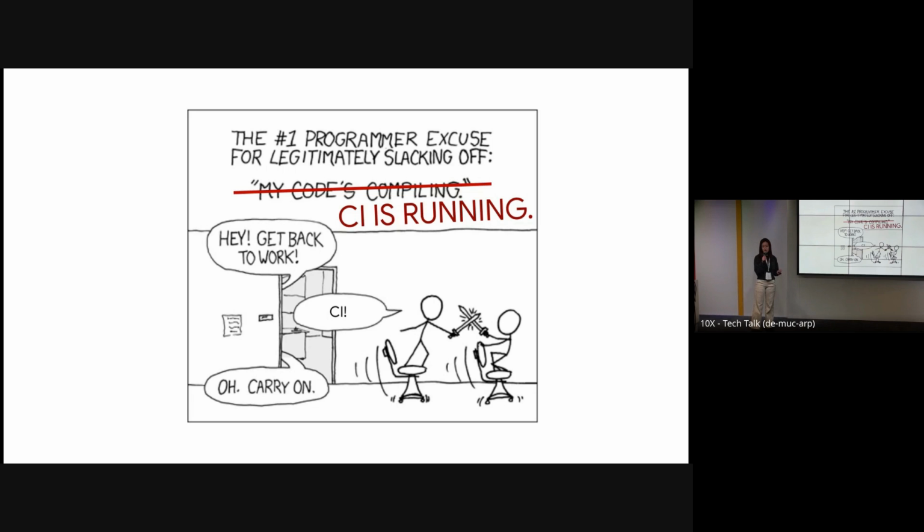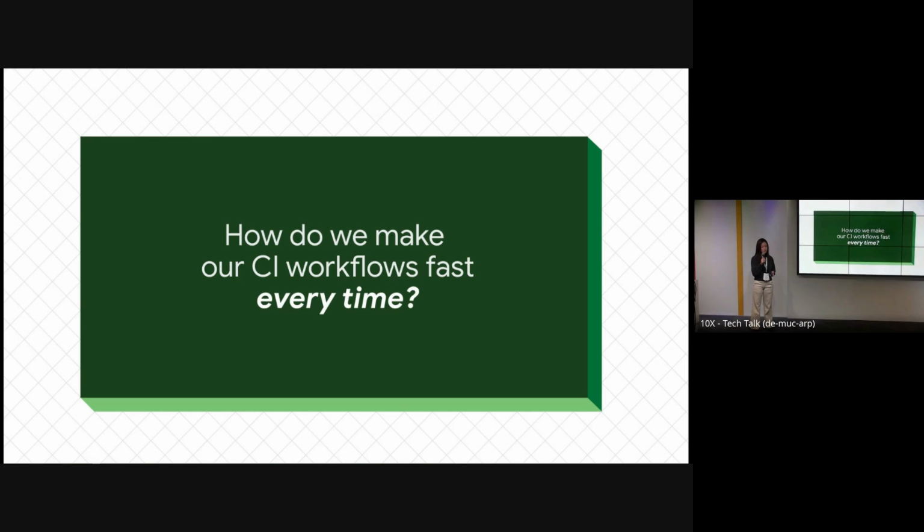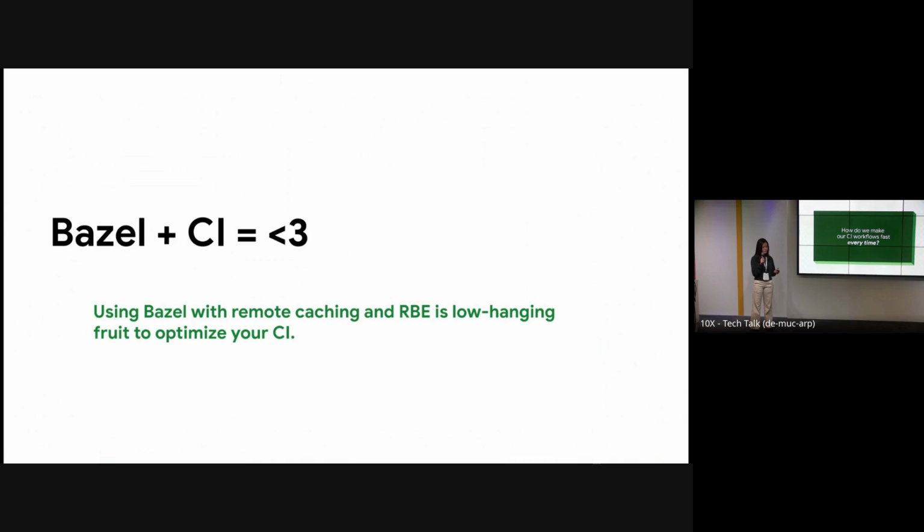So this has led us to an important question that I'm sure lots of companies also face. How do we make our CI workflows fast every single time? Using Bazel in your CI pipelines is a really good first step. A good CI pipeline will minimize build times and compute resources. It'll let you run jobs in parallel, and if a single job fails, it'll fail the entire pipeline, so you're not wasting any resources. And if this sounds familiar, it's because that sounds a lot like a build system. And these problems are exactly what Bazel was meant to solve.